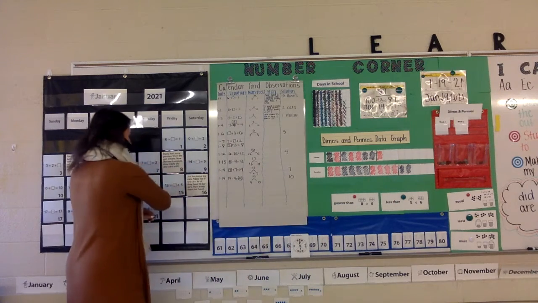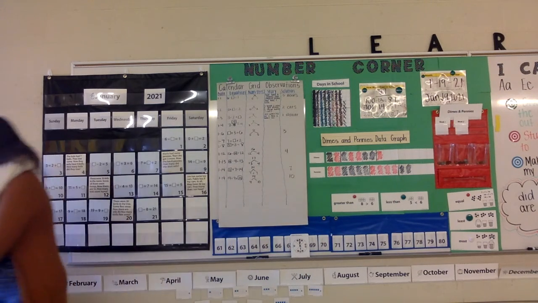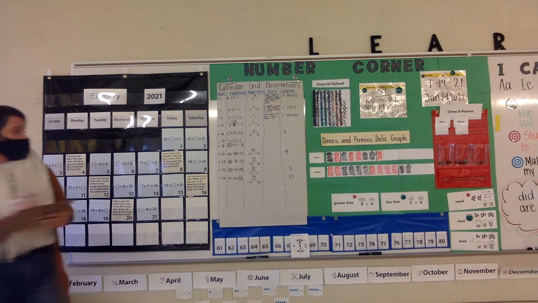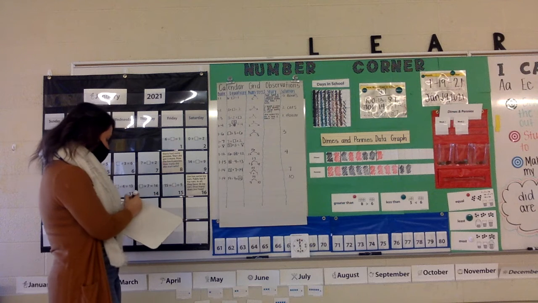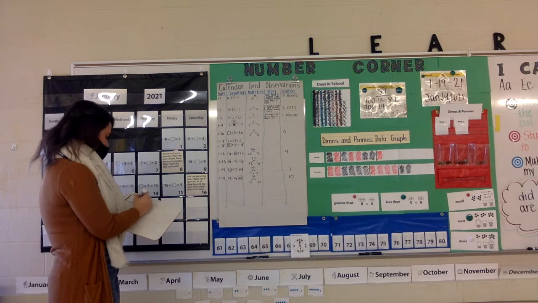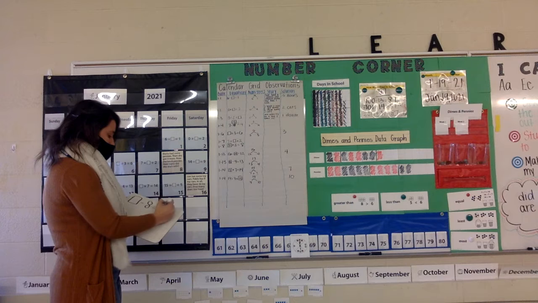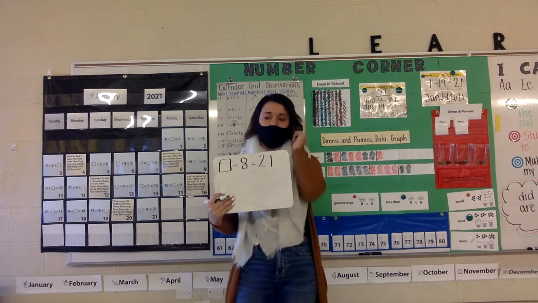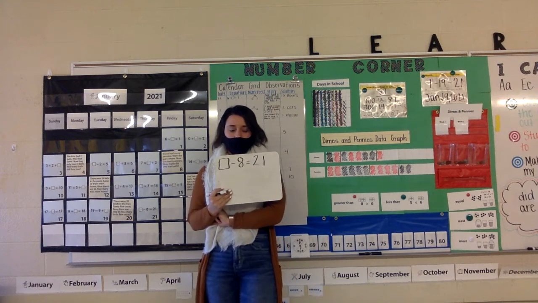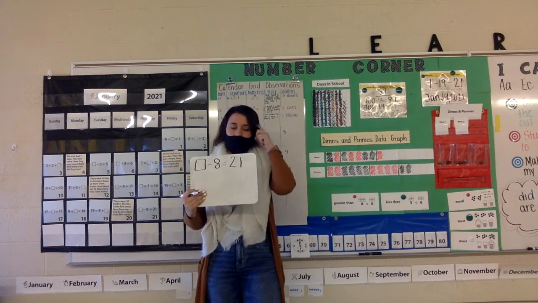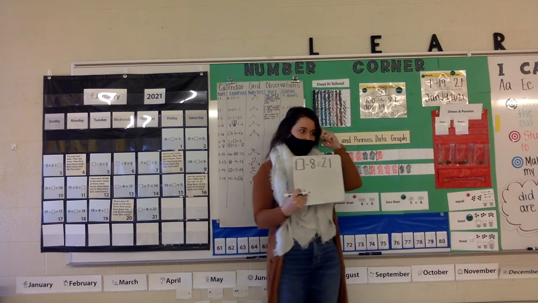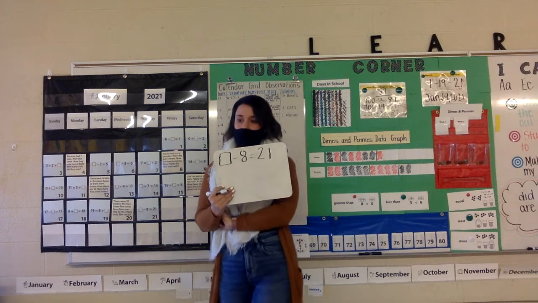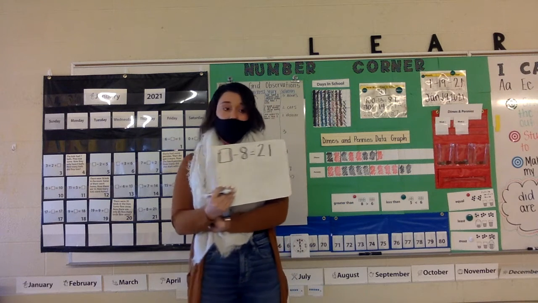Okay, so our math equation is this. We have blank minus 8 equals 21. What could we do to figure this problem out? Remember our fact families. So this is subtraction. What could we do? You've learned a couple strategies.